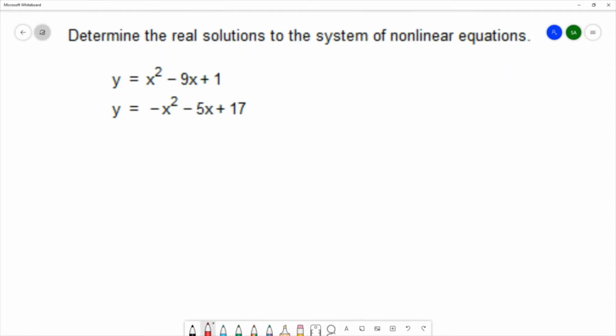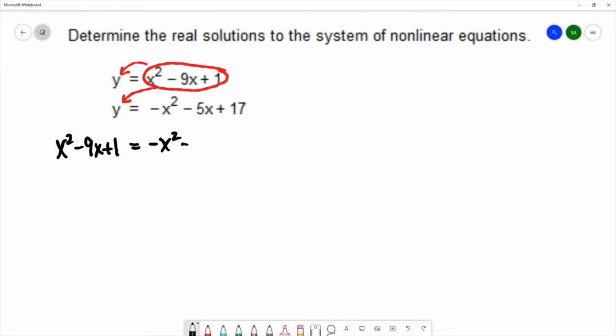So we're going to take this other side of the equation, x squared minus 9x plus 1, and we're substituting that in for y because this equation equals y. And that's going to give me the statement x squared minus 9x plus 1 equals negative x squared minus 5x plus 17. This is an equation with only one variable x, so I'll be able to solve this.